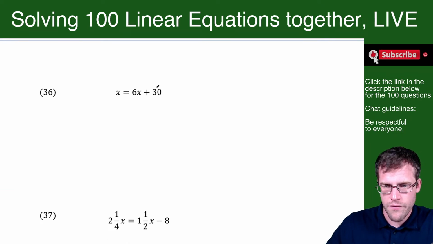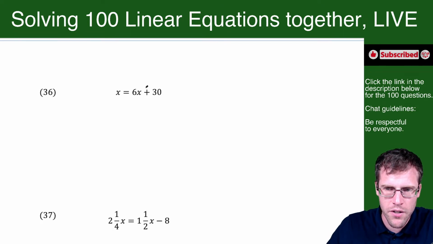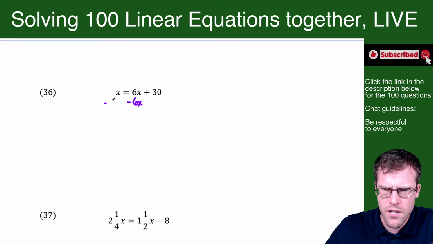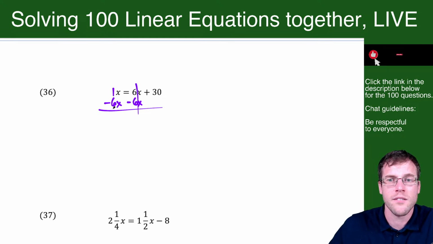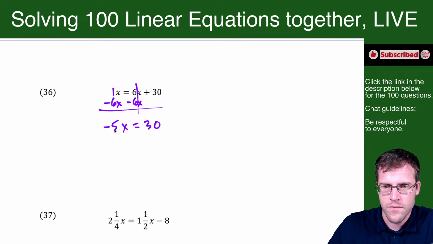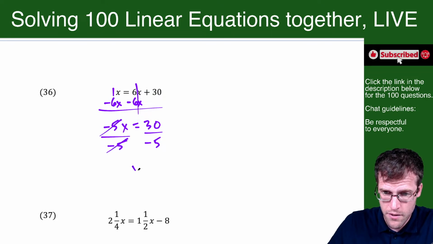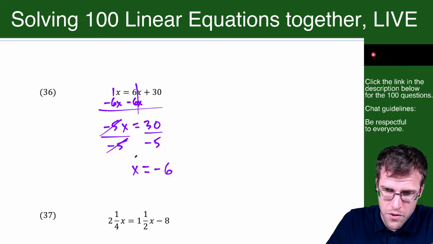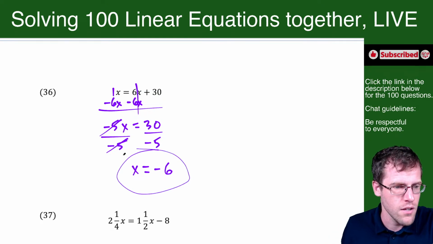For this one, now I know what I said before, I would maybe move this x over here to keep everything positive, but it's fine to do minus 6x like this on both sides. And remember, there's an invisible 1 on both sides. So this is gone. 1x minus 6x is minus 5x, and this is equal to 30. So now divide both sides by negative 5. x equals 30 divided by negative 5, which is negative 6. So 36, x equals negative 6. Cool.